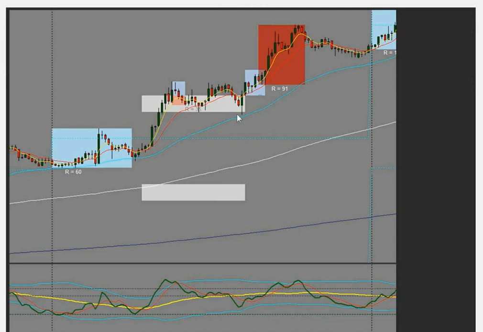Obviously, another move was coming out of this pair. Big time catcher. Now, this pair, this is the Euro Australian. It moves a lot more than some of those other pairs.